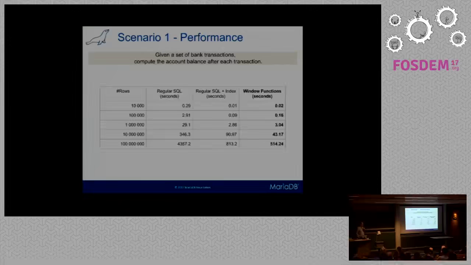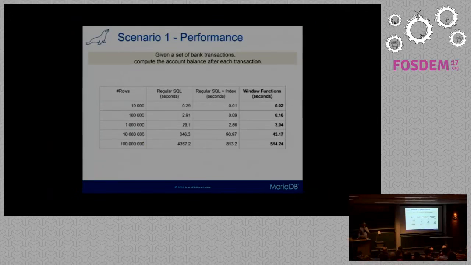Now, why is this important? Well, let's look at the performance of this implementation. So if you were to write this query with regular SQL, on the left you have the number of rows used in this test and the time it took for the query to execute. With regular SQL, without using an index, the time increases quite quickly, and past a certain amount, this transaction takes quite a long time to finish. If you do add an index, things improve, but compared to window functions, the speed up is 10x.